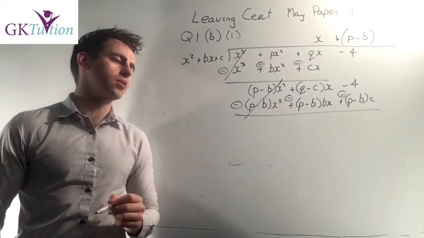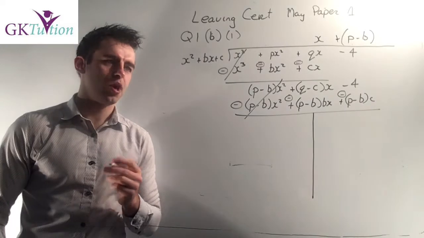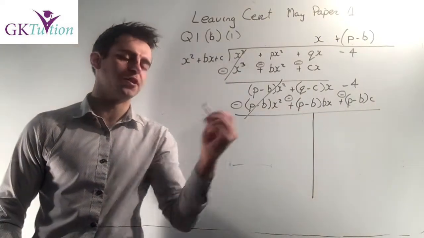My x squareds will cancel each other out. And at this stage, you should split your question into 2. Your first remainder are the coefficients of x.